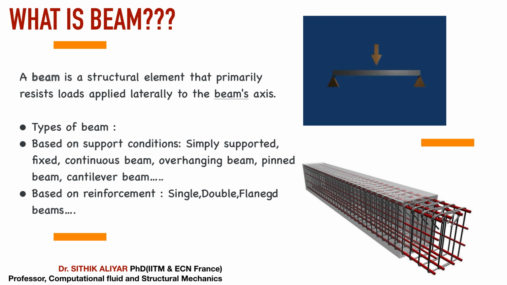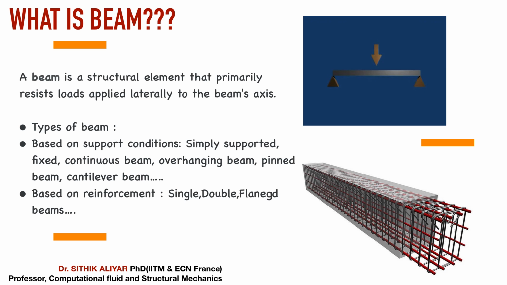Coming back, I hope you know what a beam is now: the beam resists the load by its lateral bending action. In your strength of materials classes you would have studied the different types of beams. Based on support conditions, there is the simply supported beam, the fixed beam, the continuous beam, the overhanging beam, and the pinned beam. The pinned beam is more common in steel structures, where you have bolted or pivot connections. Then the cantilever beam, obviously. I hope you know all these things, and I assume you know some basics about beams, about shear force and bending moment, and about bending theory in strength of materials.